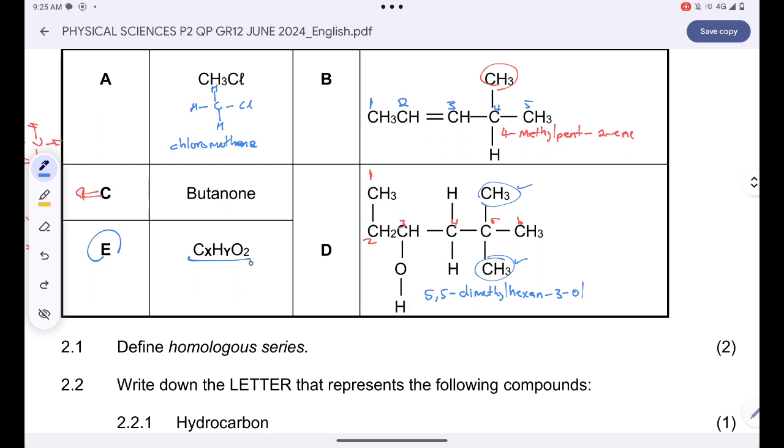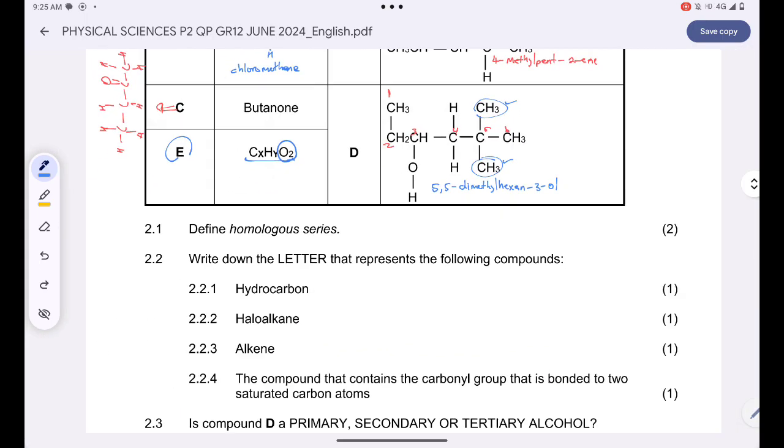There's a higher chance that it will be an ester or rather a carboxylic acid. How do I know that? Because it has 2 oxygens. The only organic molecules that have 2 oxygens, guys, in our scope, are either carboxylic acid or an ester. Nothing more. Okay, let's answer the questions now.